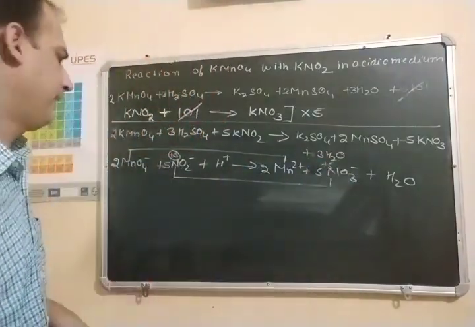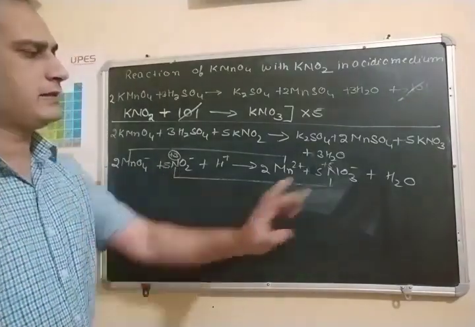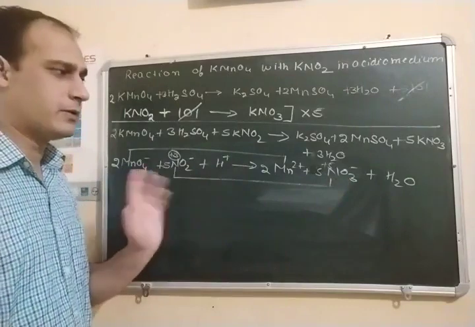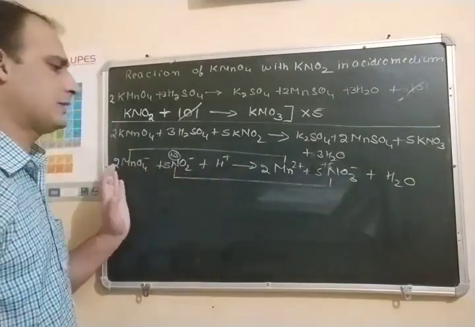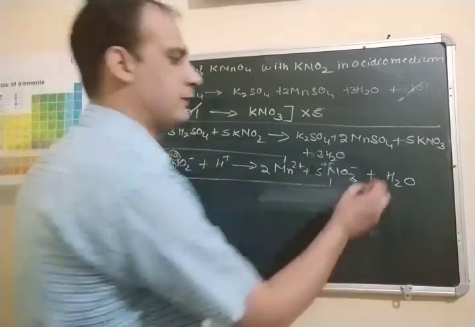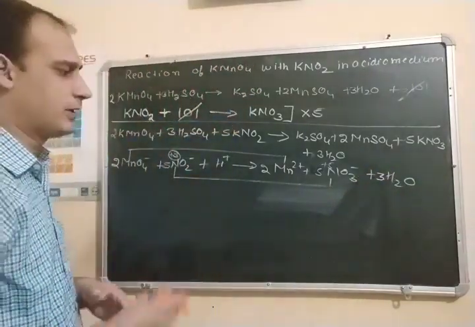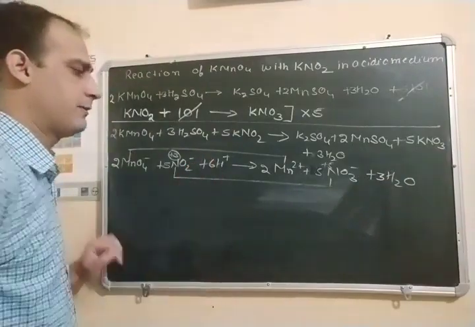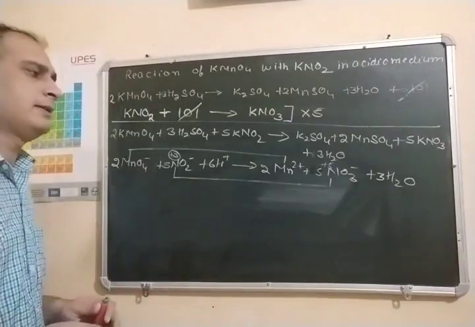Simultaneously you will see 4 times 2, 8 oxygen, but as one nitrite is changing into one nitrate, it is gaining one oxygen also. So there will be gain of 5 oxygen, and out of 8 oxygen you will be left with 3 oxygen. So 3 water molecules, and for the formation of 3 water molecules there is a requirement of how many H positive? 6 H positive ions. So in this way you can balance this equation.